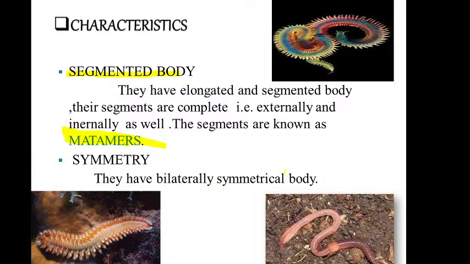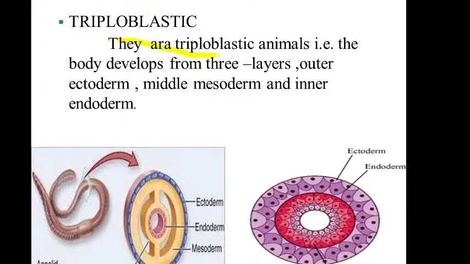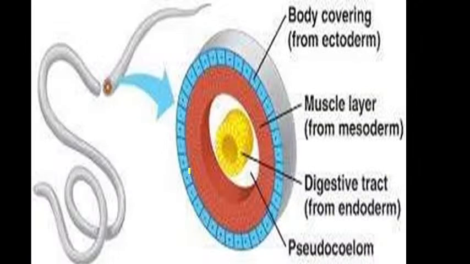Then they are bilaterally symmetrical. They are generally triploblastic animals, that is, their body derives from three germ layers: outer ectoderm, middle mesoderm, and inner endoderm. Here you can see that the outer layer is known as the ectoderm, then we have the mesoderm, and then the innermost layer, which is the endoderm.